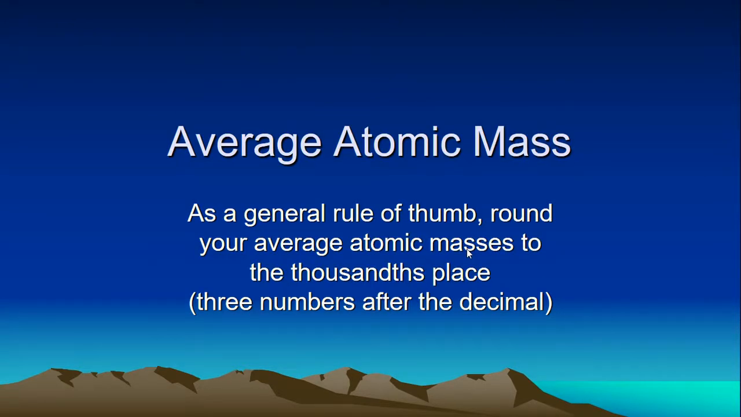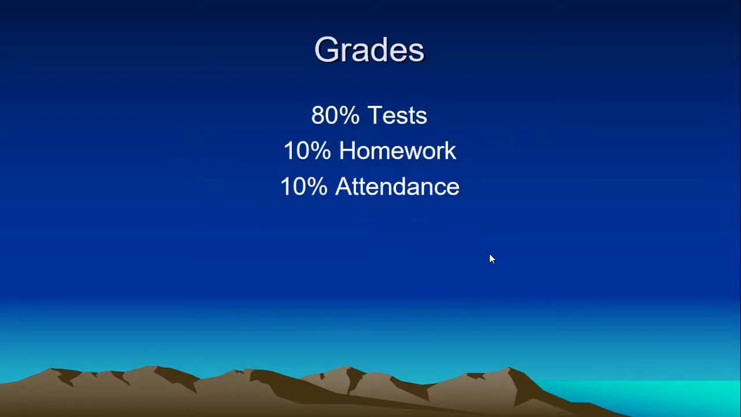Okay. As a general rule, when we're doing these problems, we've learned about significant figures, but I'm telling you to ignore that and to round to the thousandths place. In other words, round to 3 decimal places. Generally.